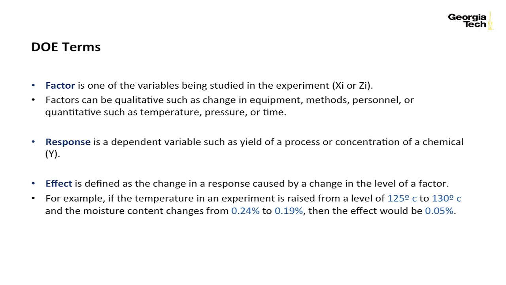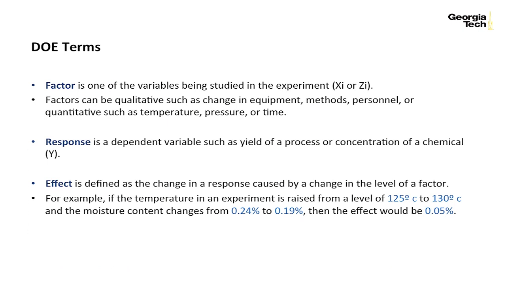Here are some terms that we use in design of experiment a lot. First one is factor. One of the variables being studied in the experiment, could be either one of the xi's or zi's. There are different types of factors. It could be qualitative, like the type of equipment, methods, or personnel, or continuous and quantitative, like temperature, pressure, or time. No matter what, we have different levels of x's. Response is a dependent variable, such as yield or concentration in a chemical process, and we denote it by y.